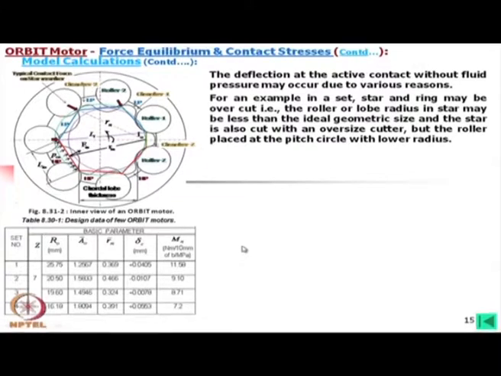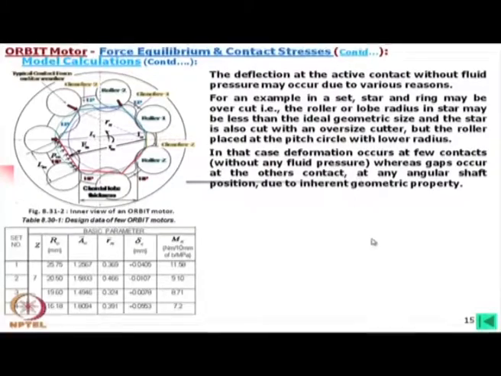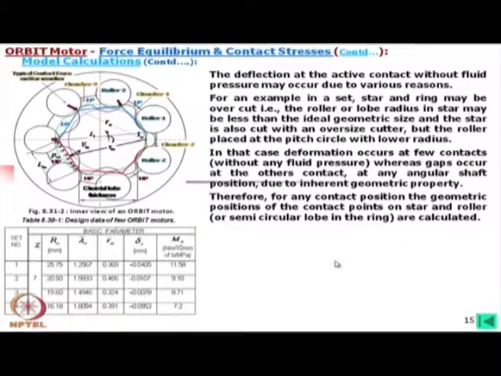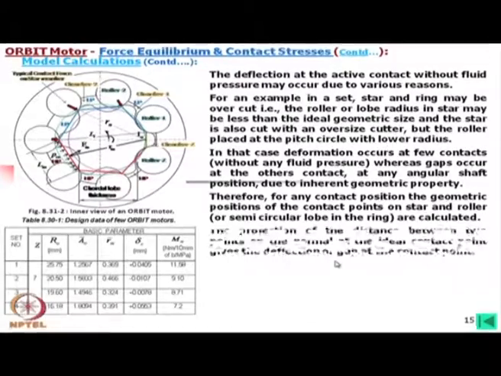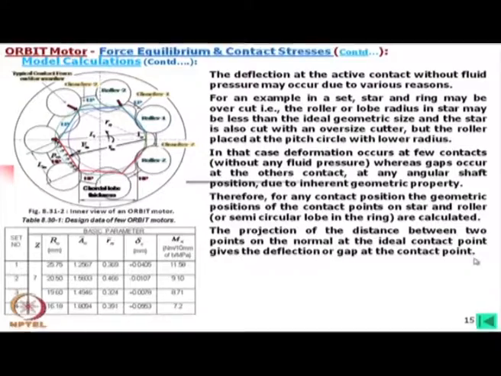But you have to remember the way you have created this interference in your geometric calculation, you have to consider that properly to find out the deformation due to this interference. So, we should know how the interference is created. So, this is described here. The projection of distance between two points on the normal at the ideal contact point gives the deflections or gap at the contact points.